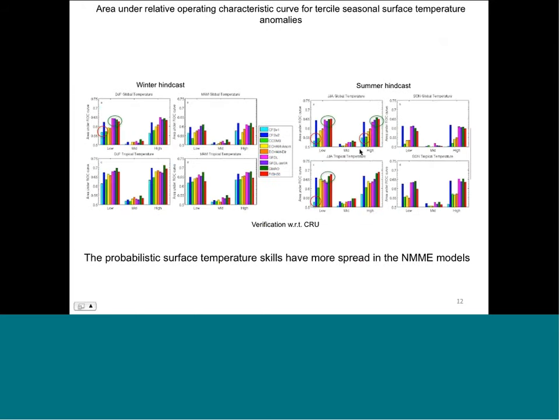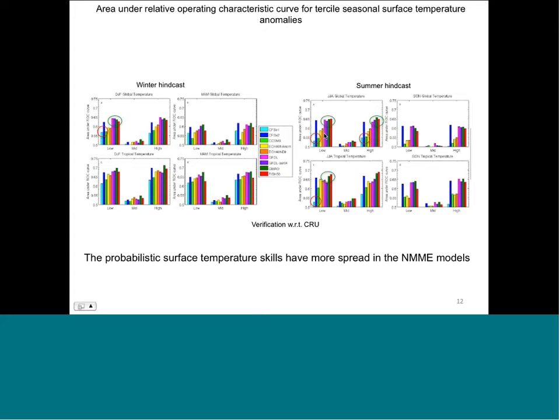If we look at the seasonal surface temperature anomalies, once again, we do see that the middle tercile anomalies are harder to predict. The extreme terciles have got higher probabilistic skills. But in contrast to the precipitation skills, there is a larger spread in the skills amongst the NMME models, and you especially see it in June, July, August, in the boreal summer seasons, than in the boreal winter seasons.